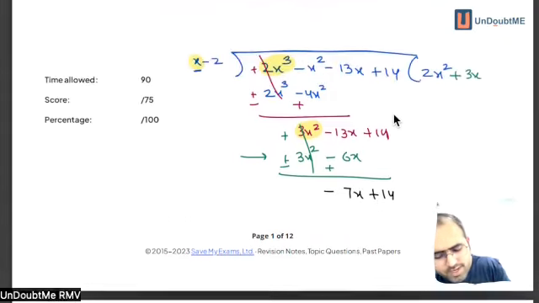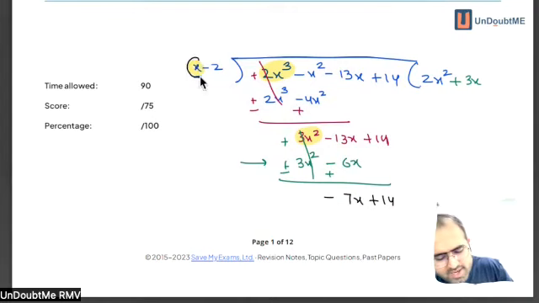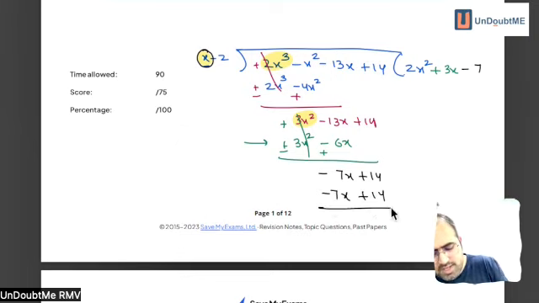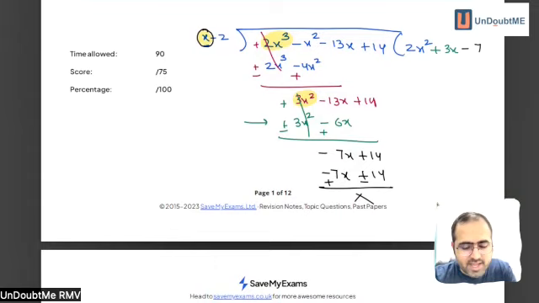Once again, I will go back to that. I need minus 7x. So what should I multiply with x to get that? It will be minus 7 because I need minus 7x. So minus 7 multiplied with x will give me minus 7x. Minus 7 multiplied with minus 2 will give me plus 14. And when I change the sign, I will get remainder as 0. Getting remainder 0 is a proof that x minus 2 is a factor.